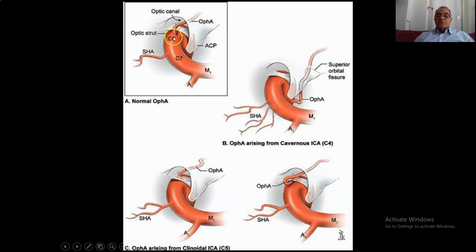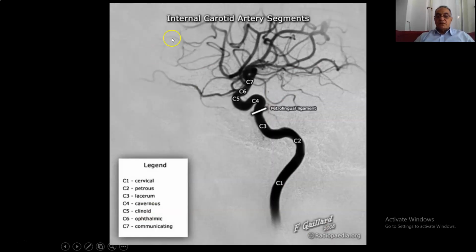When the carotid artery pierces the dural ring entering intracranially, it gives immediately the ophthalmic and the superior hypophyseal. Ophthalmic artery anteriorly, under cover of the optic nerve, superior hypophyseal artery medial. It is the only medial branch of the carotid artery. Again, the segments: cervical, petrous, lacerum, and this is the lateral, and this is the cavernous, the clinoidal, the ophthalmic, and the communicating.